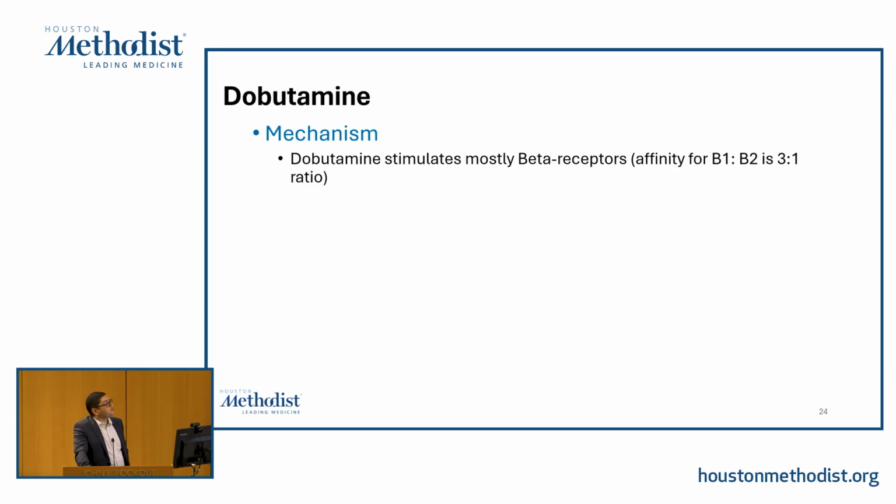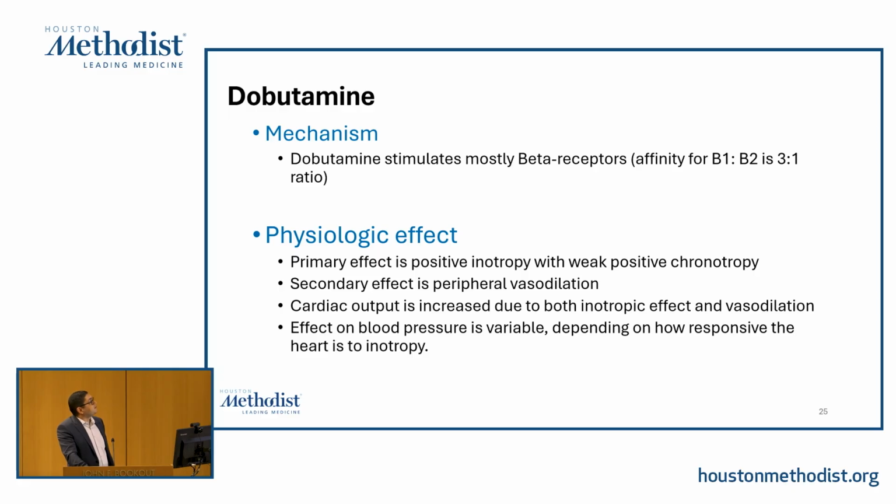So the first agent that we all use in any cardiogenic shock, the cornerstone, is dobutamine. Dobutamine works on the beta receptors, and it works more on beta 1 than beta 2. The ratio is 3:1. So what you're going to get from dobutamine is an increase in the heart rate and increased contractility. But at the same time, you're going to get a little bit of vasodilation too, because it stimulates beta 2 in the vascular bed.